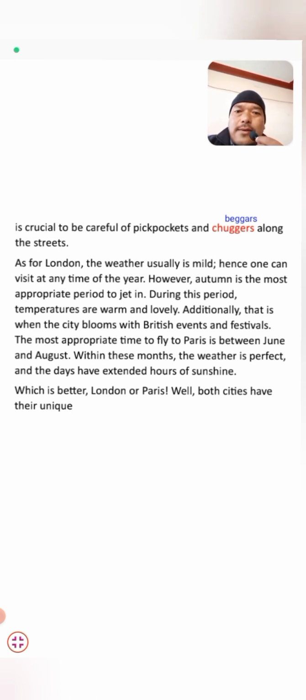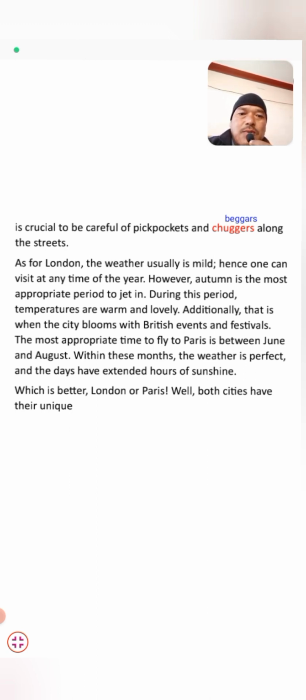As for London, the weather is usually mild, hence anyone can visit at any time of the year. However, autumn is the most appropriate period to visit. During this period, temperatures are warm and lovely. Additionally, that is when the city blooms with British events and festivals.